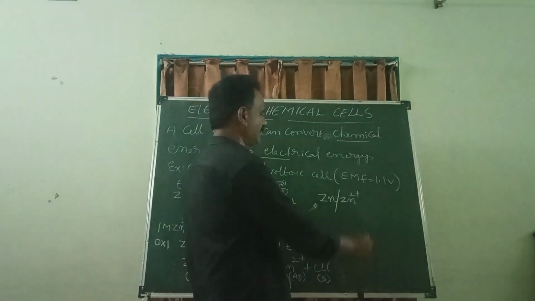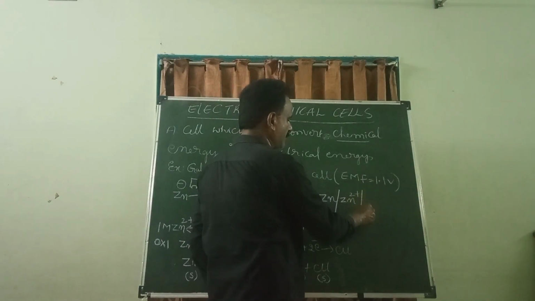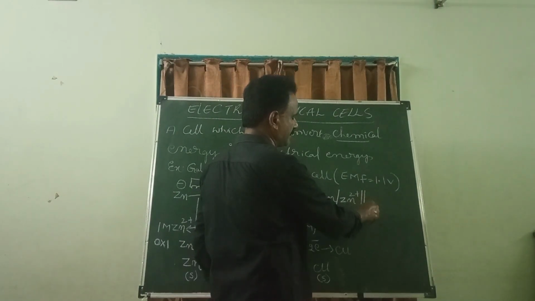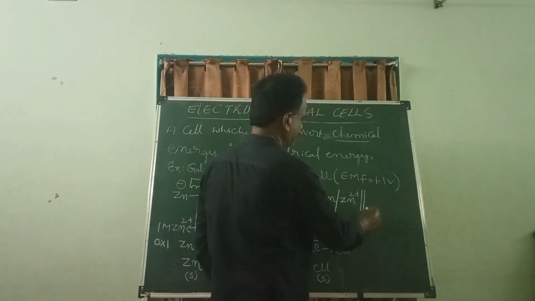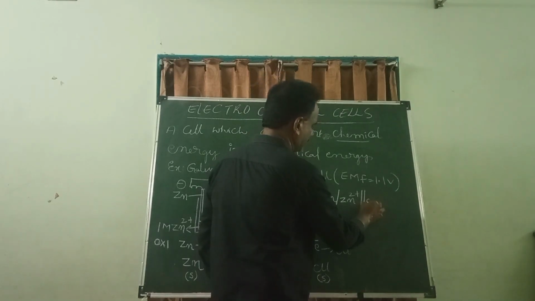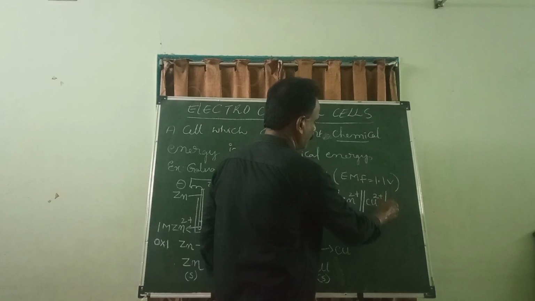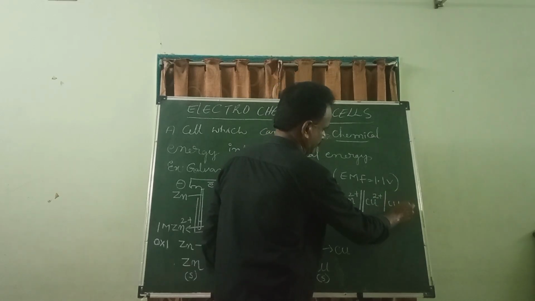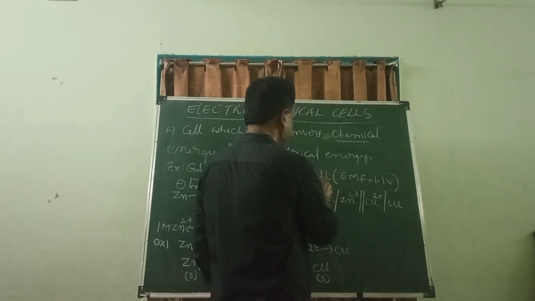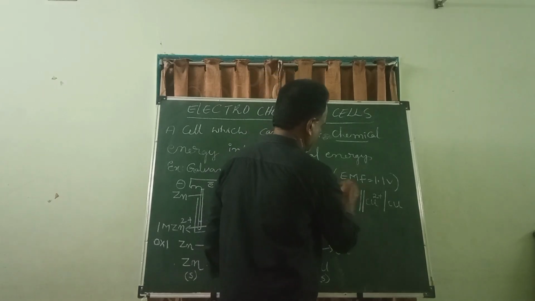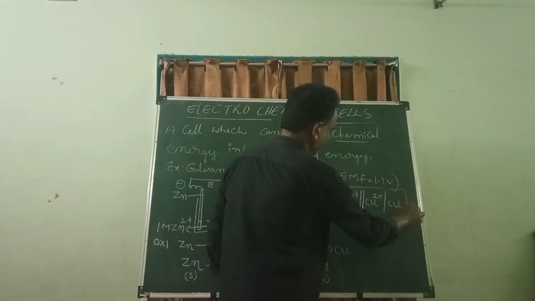Okay. After that, the anodic half cell is to be separated by 2 parallel vertical lines which indicate salt bridge. And then the ionic state or molecular state of cathodic half cell is represented, followed by atomic state of cathodic half cell. Okay, this is IUPAC notation of galvanic cell.